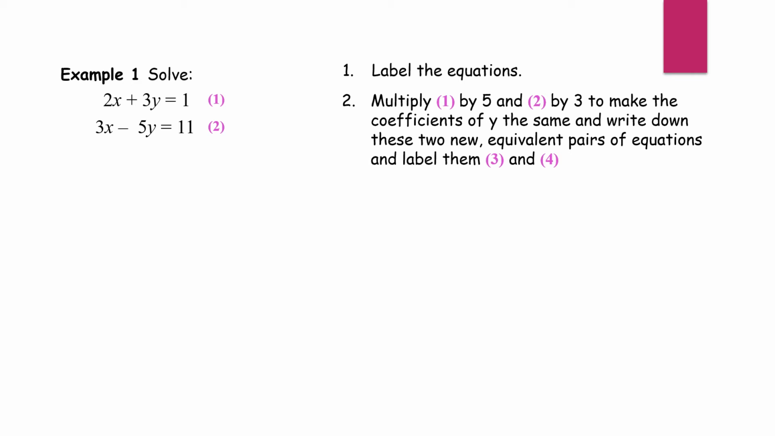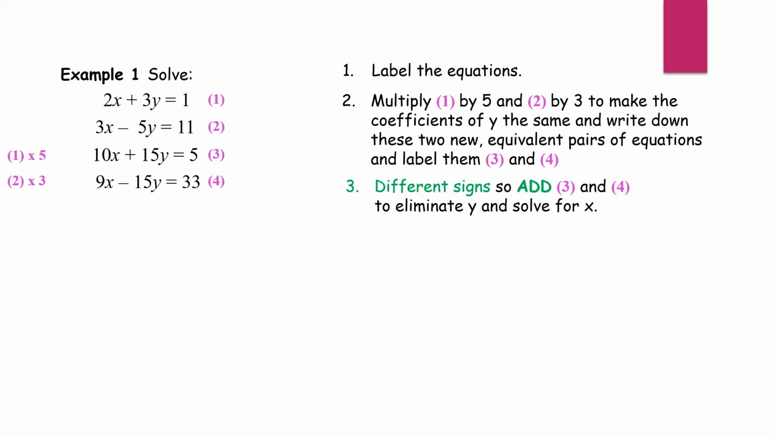So we're going to multiply equation 1 by 5. And that's going to give us 10x plus 15y equals 5. And we're going to label that number 3. And then we're going to multiply equation 2 by 3 to make the coefficients of y the same. And 2 times 3 is going to give us 9x minus 15y equals 33. And we're going to label that equation 4.